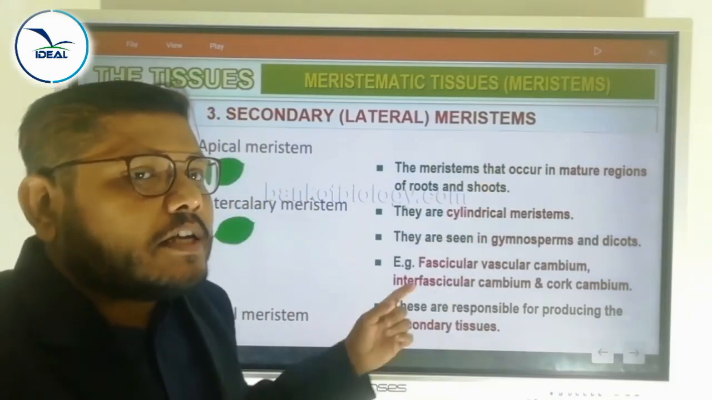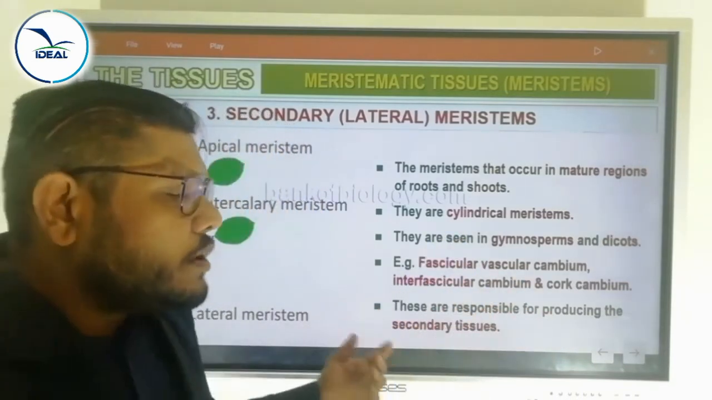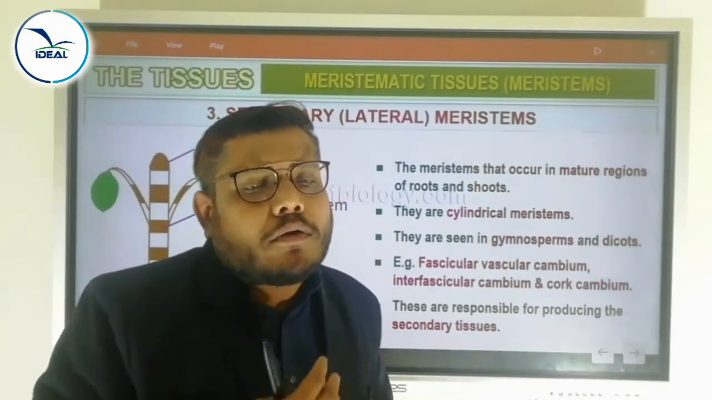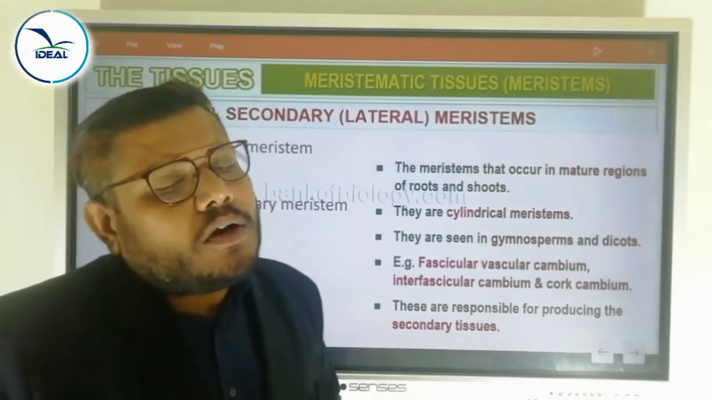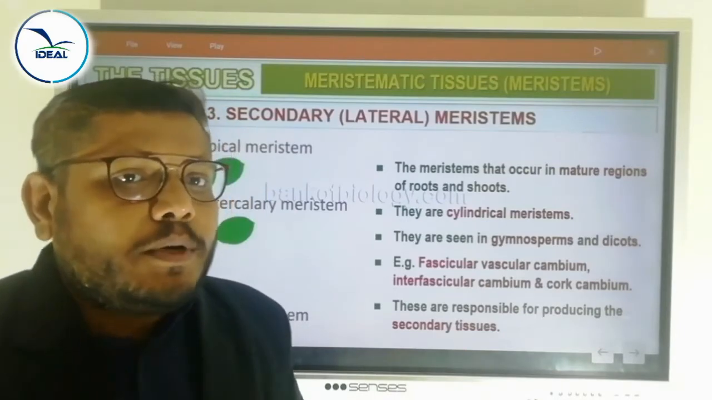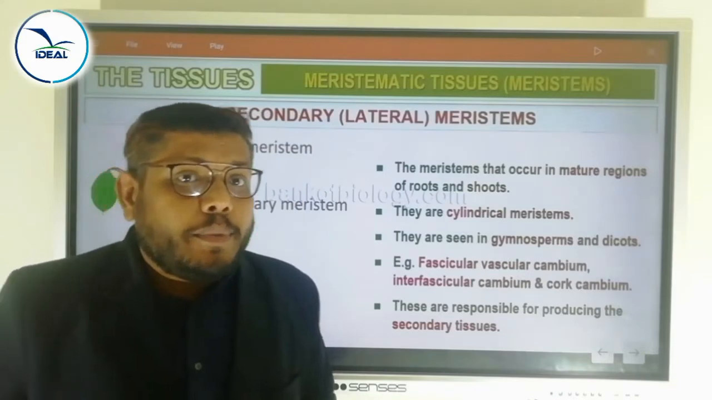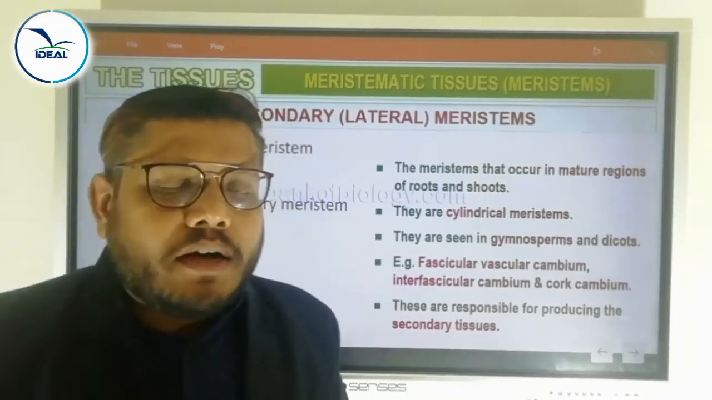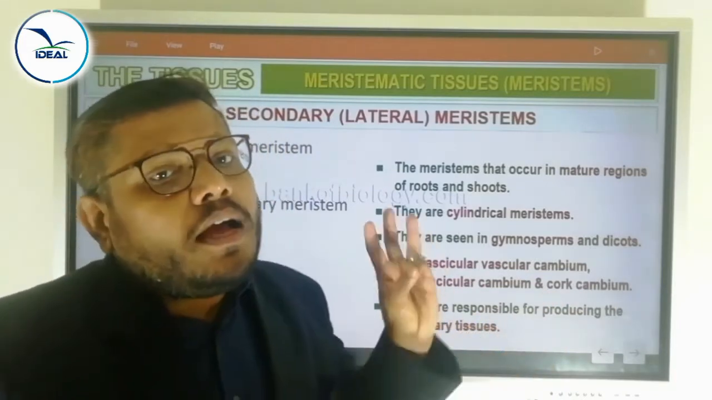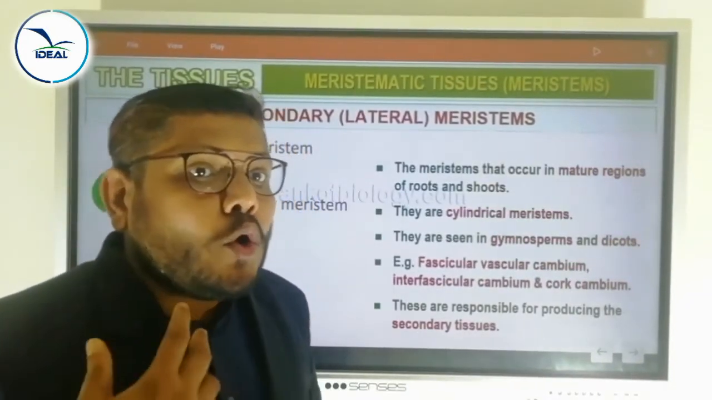This meristem is responsible for secondary growth, or we can say that it is responsible for producing the secondary tissues. What is the function of this particular meristem? Growth in thickness of the plant, or increasing the girth of the plant. That function is performed by lateral meristem or secondary meristem. So we can say that based on their position, meristems are divided into three types: apical meristem, intercalary meristem and lateral meristem.